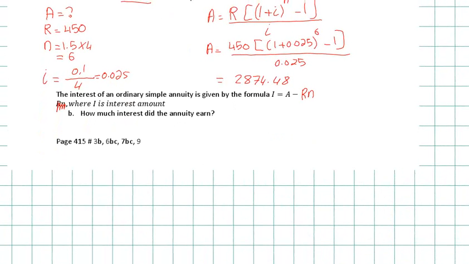So it's A minus RN, but even if you don't remember the formula, you should use your common sense. Your amount is $2,874, and you're making a $450 payment 6 times. So this is how many times you made the payment. The answer should be $174.48.